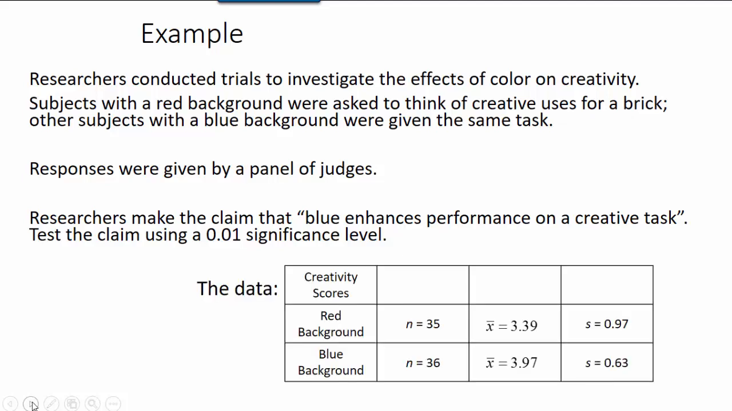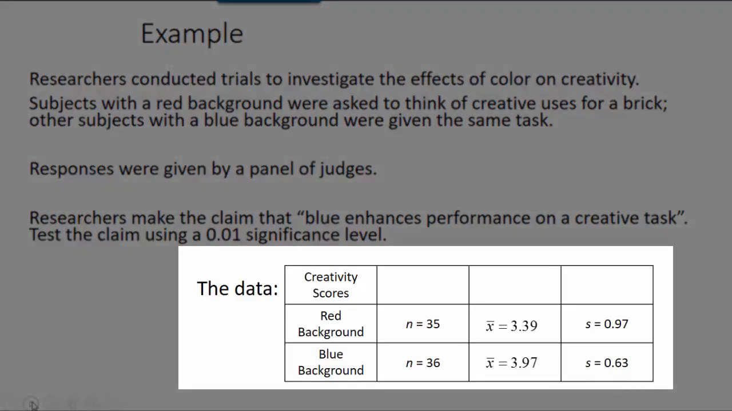So here's the data. For the red background, there were 35 data values in the sample. The mean of the data values was 3.39, so the mean of their scores on creativity level. And the sample standard deviation was 0.97. For the people in the blue background, the sample size was 36. The mean of the sample was 3.97. And the sample standard deviation was 0.63.